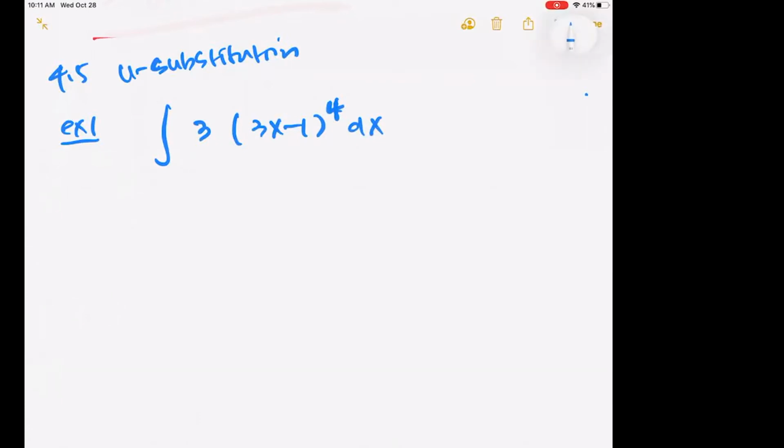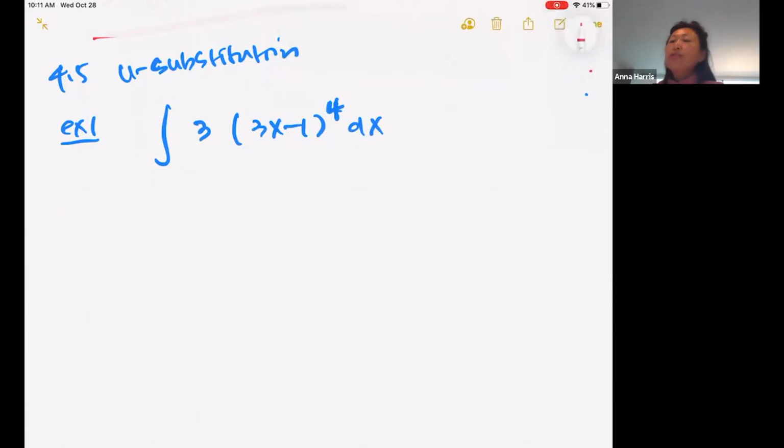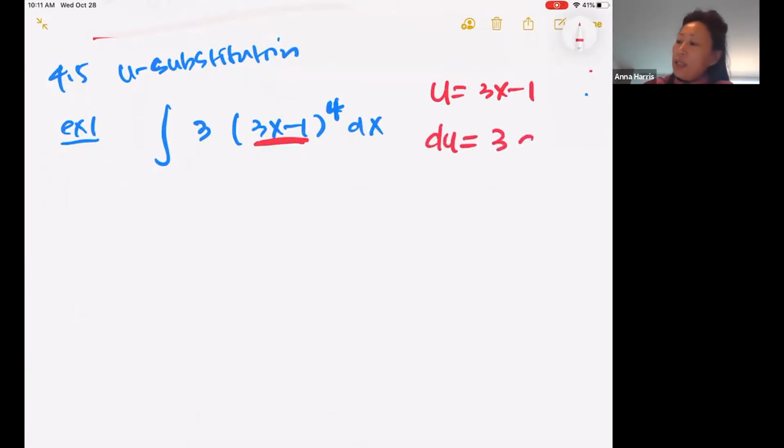Usually, whatever is inside the parentheses, or inside the radical, is going to be your u. All right, so we're going to call that u. So u is equal to 3x minus 1. The derivative, du, would be 3 dx.